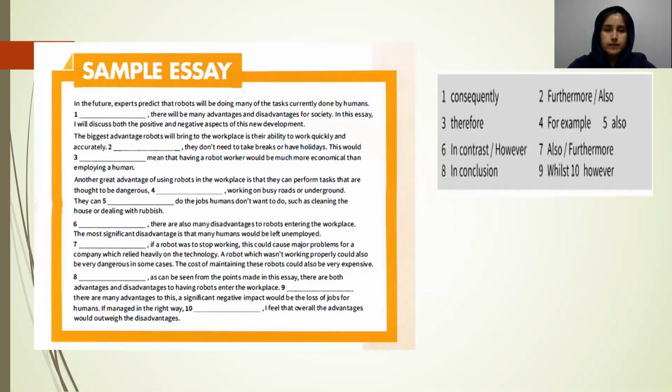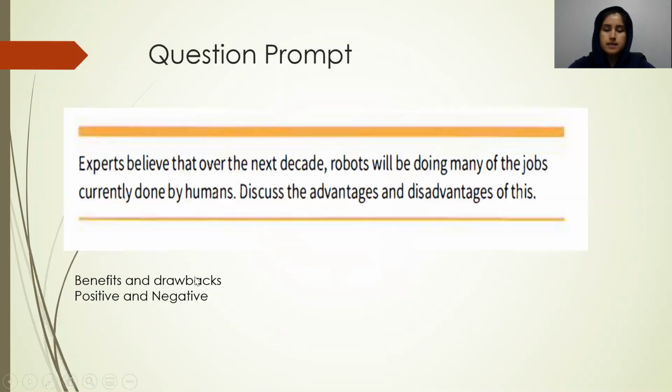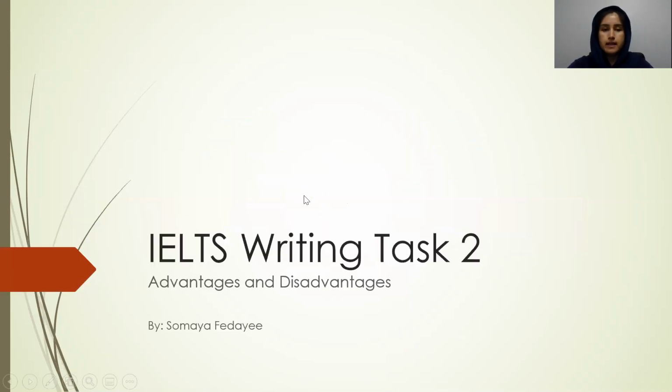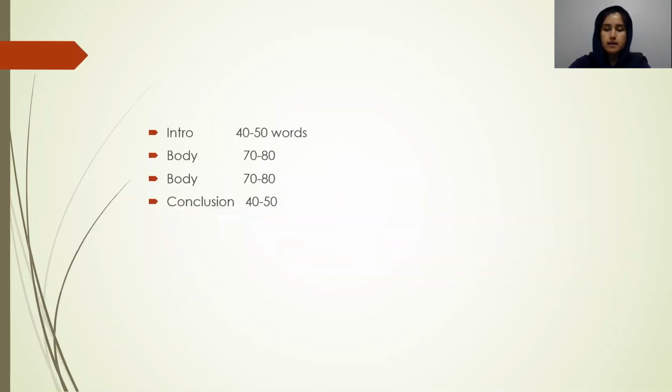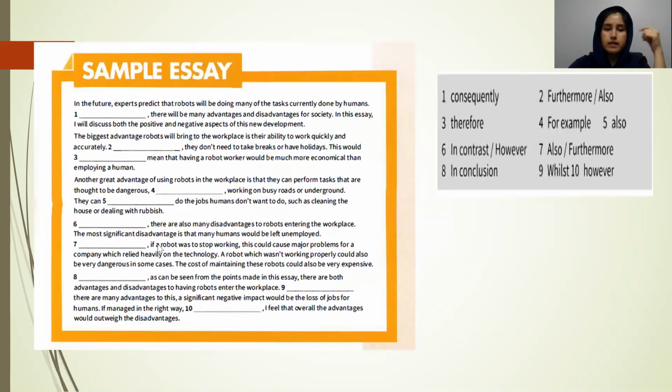So here, this is a sample essay for the topic that says, experts believe that over the next decade, robots will be doing many of the jobs currently done by humans. Discuss the advantages and disadvantages of this. This essay is written for that. So I would ask you to write the essay, like first introduction, and then one of the body paragraphs, like the first one or the second one, the advantages or disadvantages, and then the conclusion. And then we will go through this example.